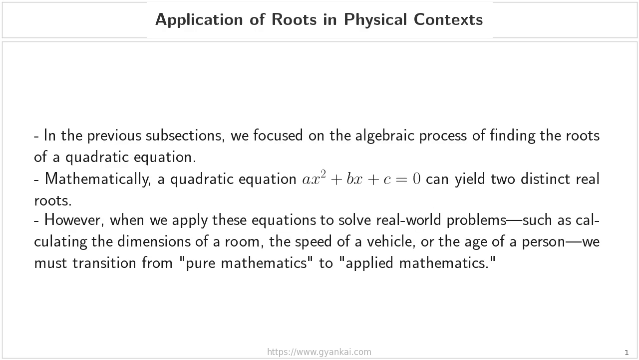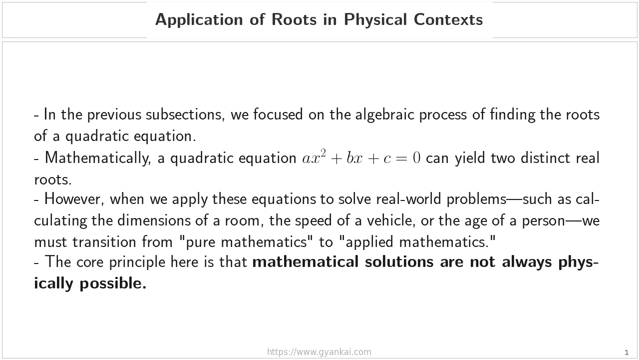However, today we are shifting our focus. When we take these equations and apply them to solve real-world problems, things like calculating the dimensions of a room, determining the speed of a moving vehicle, or even finding the age of a person, we are moving from the realm of pure mathematics into applied mathematics. This is a crucial distinction. The core principle you must keep in mind as we move through this topic is this: mathematical solutions are not always physically possible. As we will see in the next slide, we need to learn how to distinguish between a mathematically correct number and a physically valid measurement.